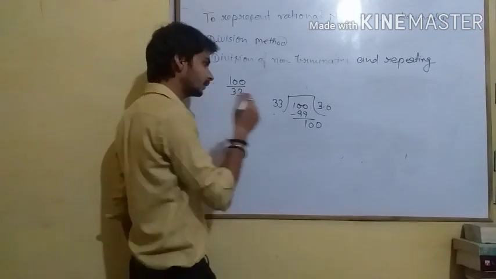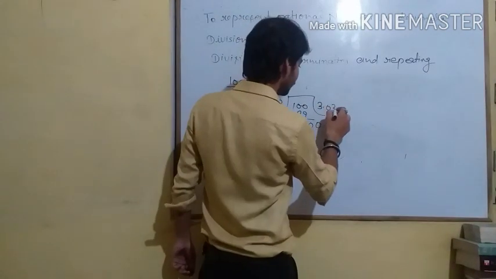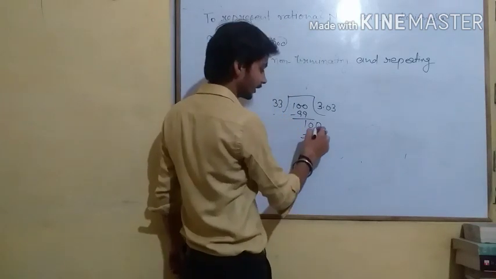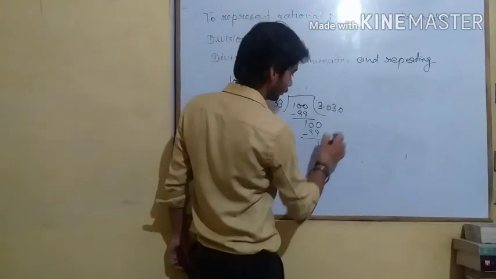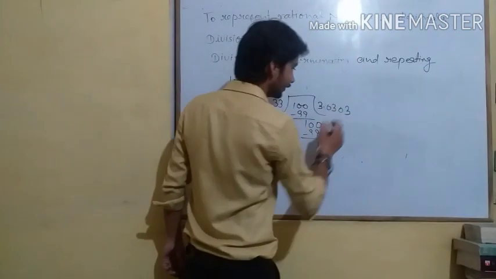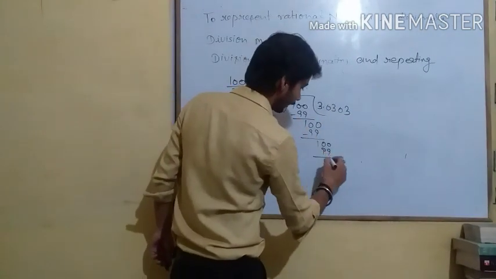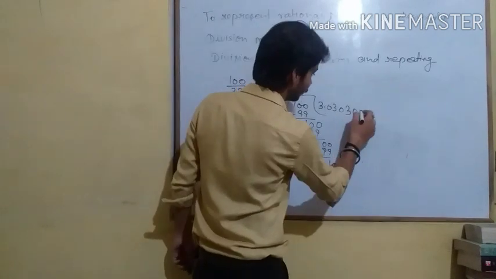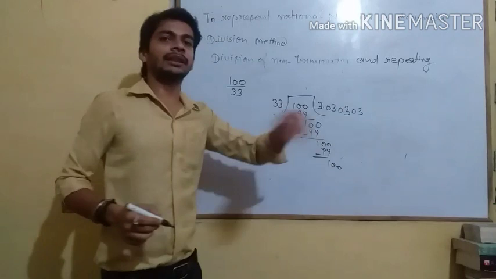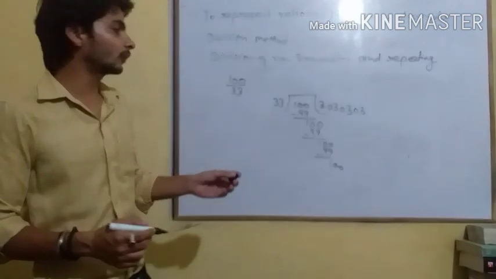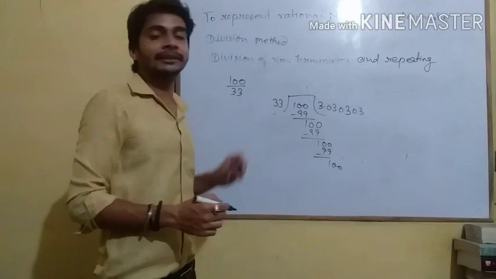Now again divide it and we get 33 3s are 99. Subtract, after subtraction we get 1. Again put the 0 and here 100. This is again 3, 99. Again 1, again 100, again 0 3. The same method applies in each step. It means we can't get the exact solution for the 100 divided by 33.